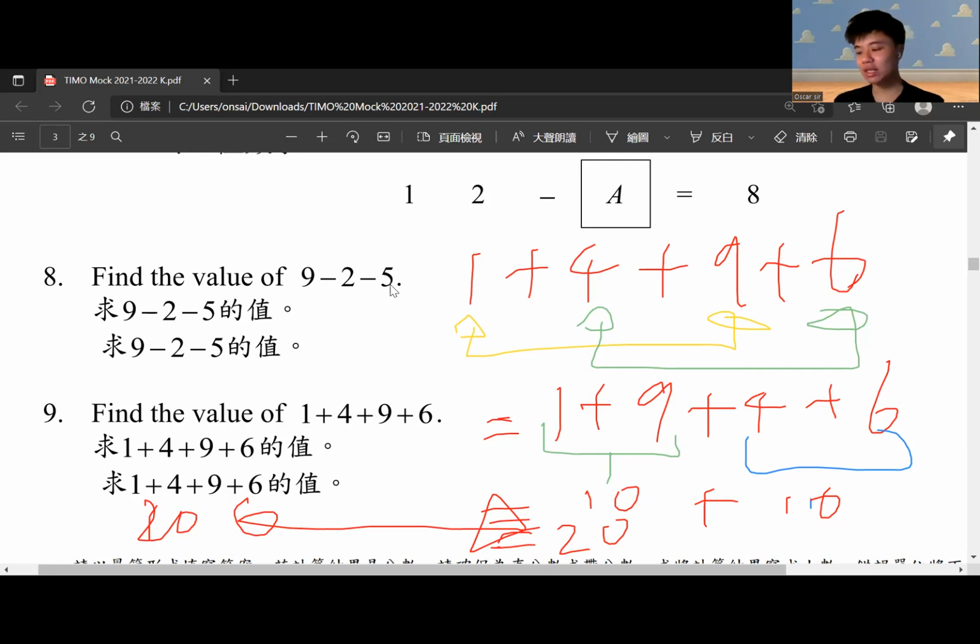Just like this, 1 and 9 can make a 10 because 1 plus 9 is 10. So we put it together, just like this. 1 plus 9 is 10, 4 plus 6 is 10. So finally, we just need to add 10 plus 10. So the answer is 20, okay?